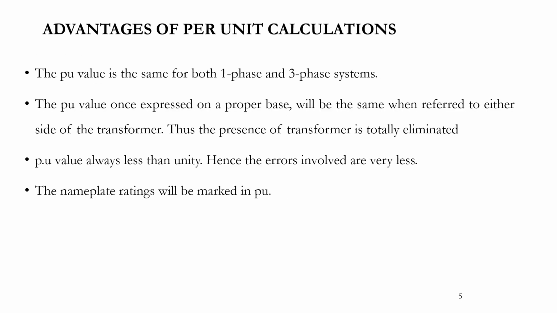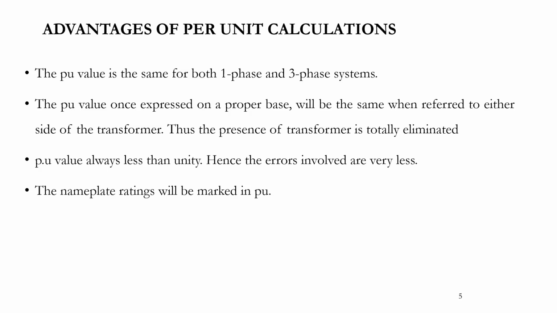What are the advantages of per unit calculation? The per unit value is the same whether it is a single phase or three phase system. This per unit value, once expressed on a proper base, will be the same when referred to either side of the transformer. Thus, the transformer is totally eliminated. Per unit value is always less than unity. Hence, the error due to computation will be very less. The manufacturer gives the nameplate rating in per unit. So these are the main advantages of going for per unit calculations.